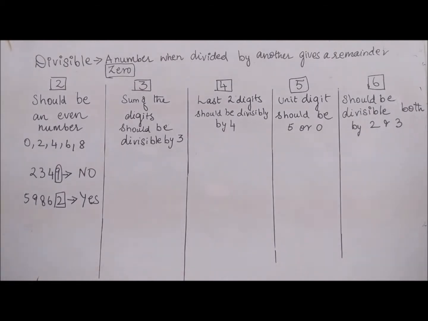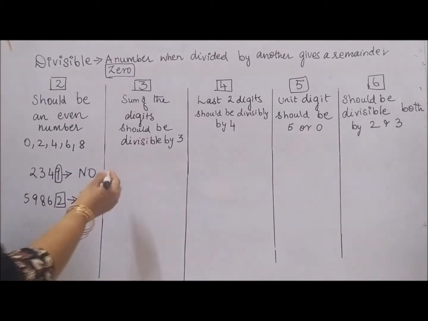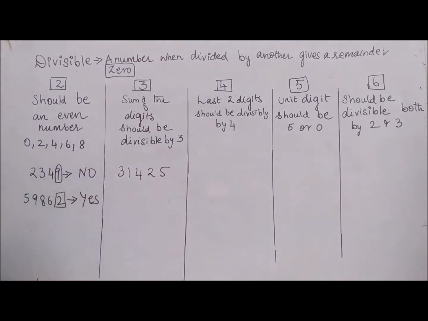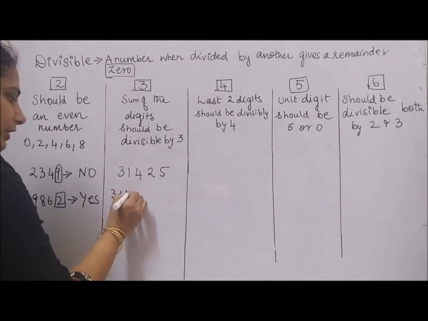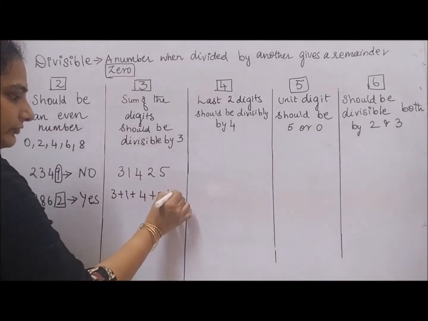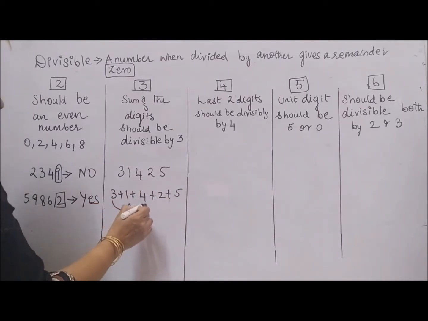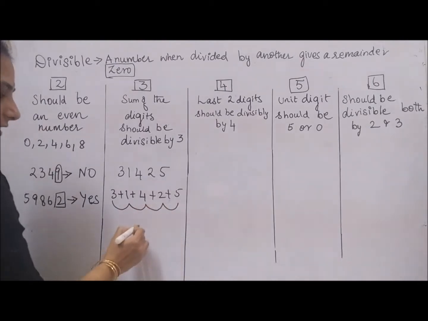The rule to find out if a given number is divisible by 3 is you need to sum all the digits given, and that answer should be divisible by 3. Let's go for an example. 3, 1, 4, 2, 5. It's a big number where we don't know whether if we divide it by 3, we'll get the remainder 0. But let's follow the rule and check. 3 plus 1 plus 4 plus 2 plus 5. 3 plus 1, 4. 4 plus 4, 8. 8 plus 2, 10. 10 plus 5, 15.